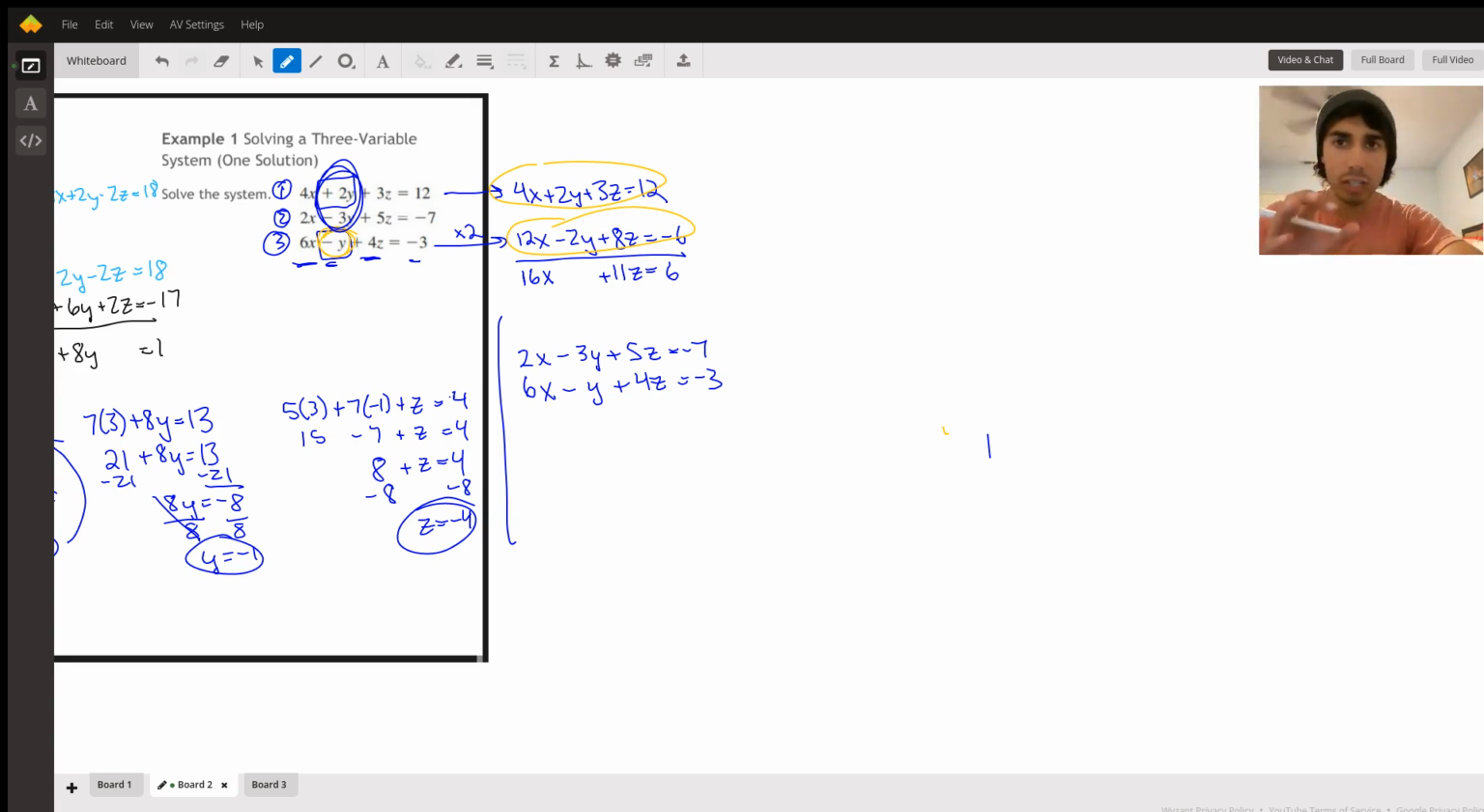Okay, so equation number 3. Here's what I'm going to do. Remember, we want to create opposite coefficients. I am going to multiply this one through by a negative 3.